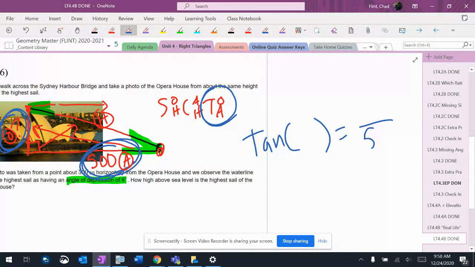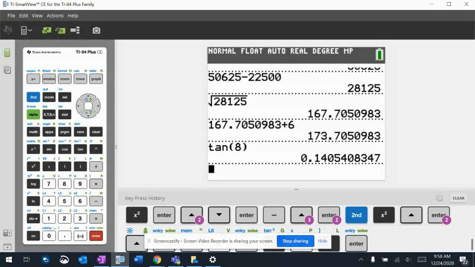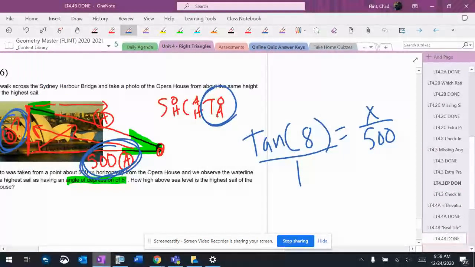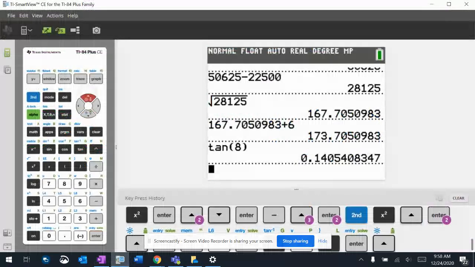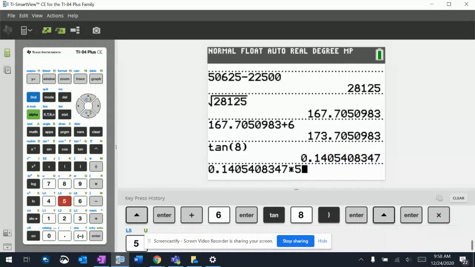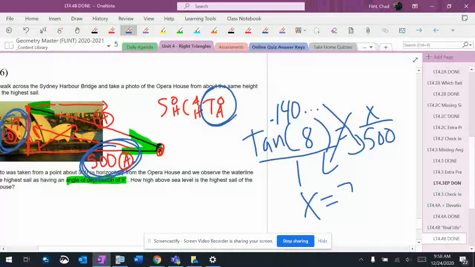Okay, I know the adjacent is 500. I know the angle is 8. I don't know this side. Because I know the angle, it's a cross multiply problem. So tangent 8 is 0.140. And then I cross multiply and I get x equals, and this is the one where I don't end up having to divide. So 70.270.